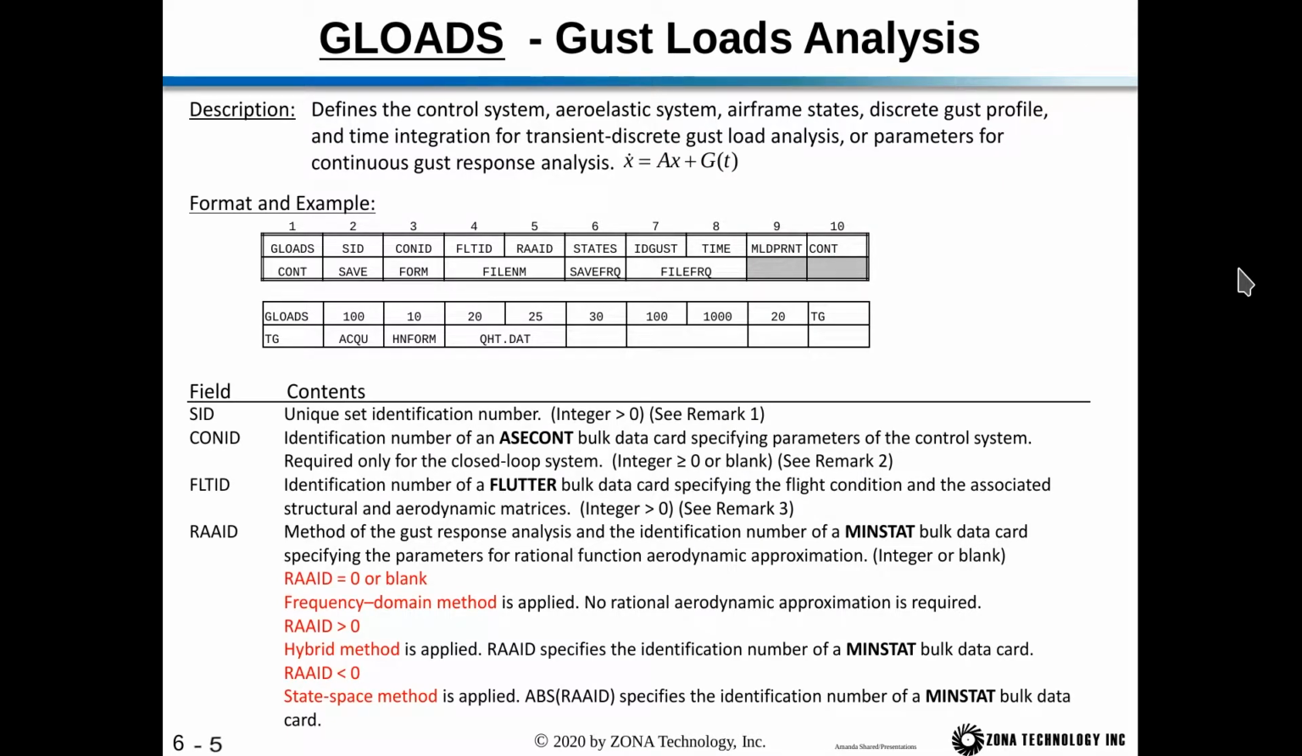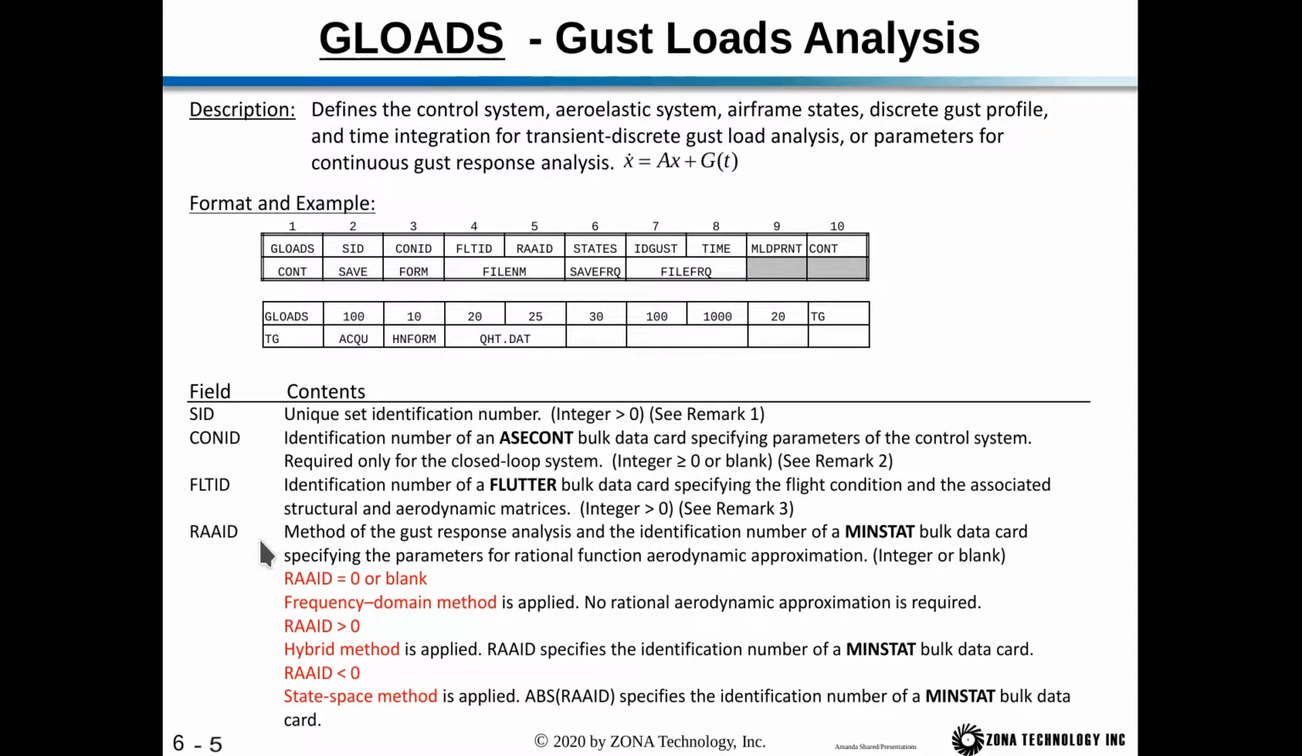So here is the GLoads card. This defines the control system, the aeroelastic system, the airframe states, the discrete gust profile, and the time integration for the transient discrete gust loads analysis, or parameters for the continuous gust response analysis, which we'll see in the next section. So we have an ID field, which is the unique set identification number. The CON ID field refers to an ASE controller card for specifying parameters of the control system. The FLET ID field refers to a flutter bulk data card, which specifies the analysis parameters.